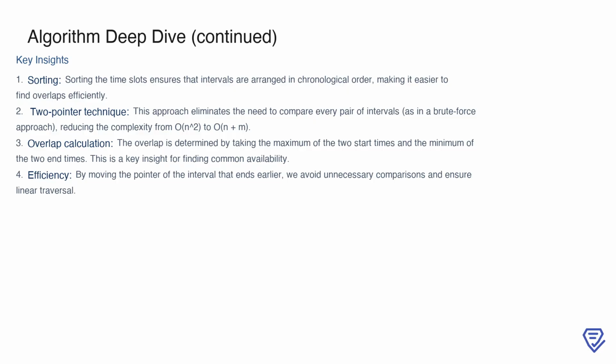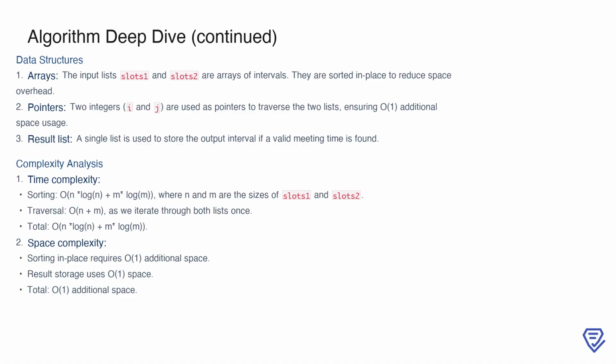This ensures we minimize unnecessary comparisons and keep the traversal linear, making it well-suited for large input sizes. To implement this algorithm, we use a few simple data structures. The input lists of time slots are arrays of intervals, which we sort in place to avoid additional space overhead. We use two integer pointers to traverse the lists, which keeps the space complexity minimal. If a valid meeting interval is found, we store it in a single result list.